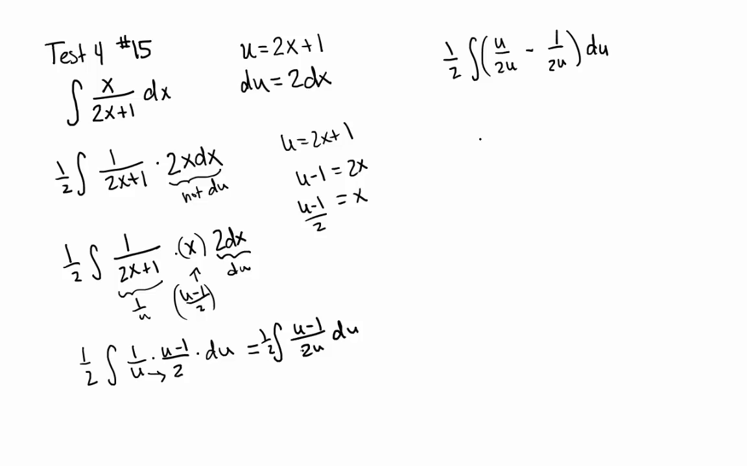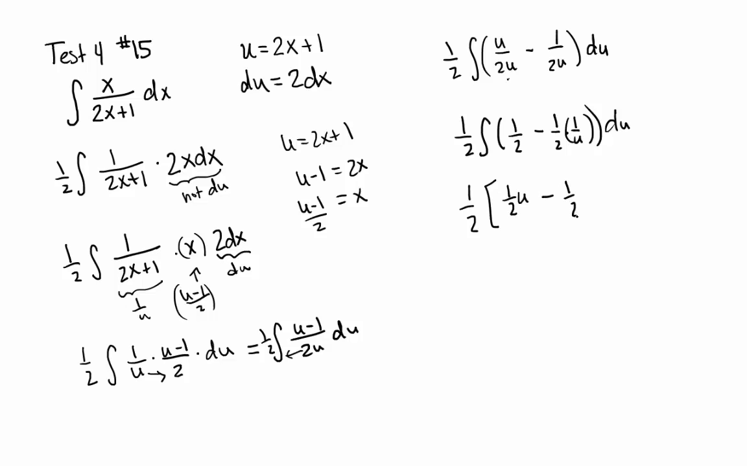So that's going to be 1/2 the integral of 1/2 minus, I'm going to think of this as 1/2 times 1 over u, because I know how to integrate 1 over u. How do you integrate? What's ln of u? That's right. All right, so now we have 1/2. What's the integral of 1/2? 1/2 u, good, minus 1/2 of ln of the absolute value of u plus c.